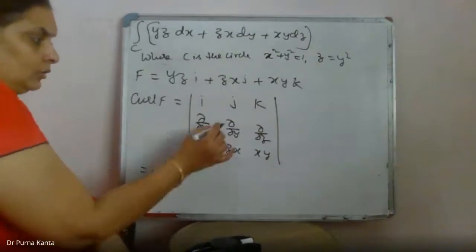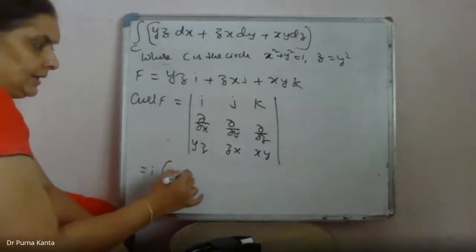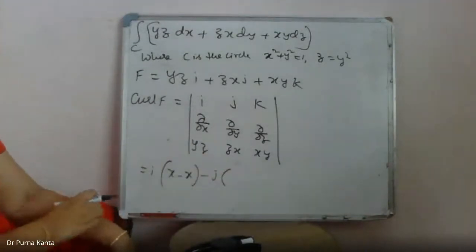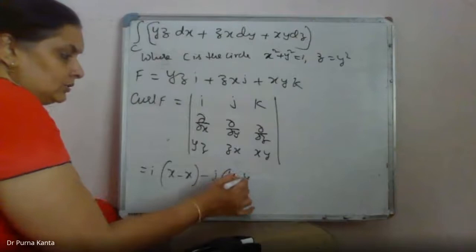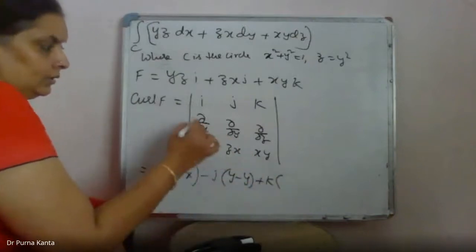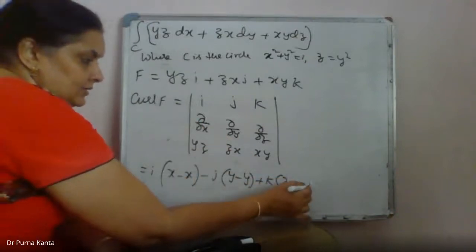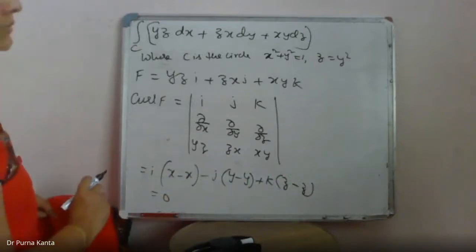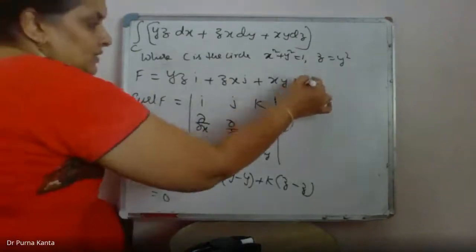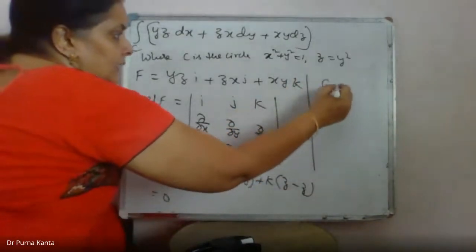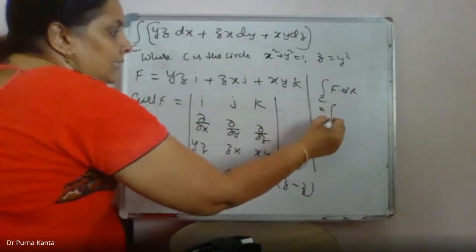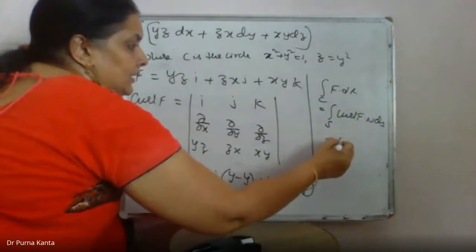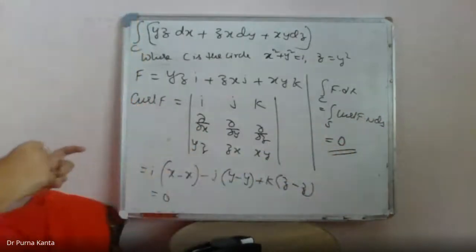I times ∂/∂y of z is 0... (expanding the determinant) I times (∂/∂y of z is also x minus ∂/∂z of y is also x), minus j times (∂/∂x of z is y minus ∂/∂z of x is also y), plus k times (∂/∂x of y is z minus ∂/∂y of x is also z). So the curl value is completely becoming 0. So by Stokes' theorem, the integral over C of f dot dr is equal to the integral over S of curl f dot n ds, and curl f is equal to 0. So the integral value is completely 0.